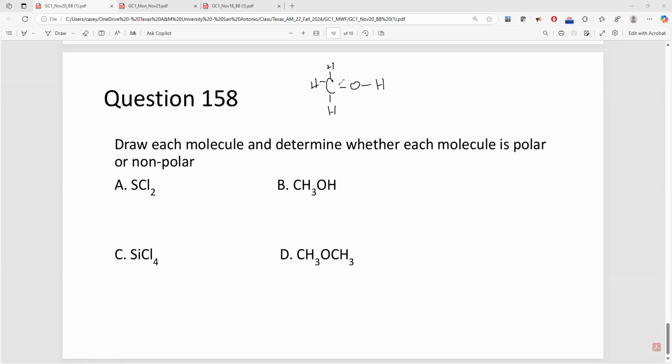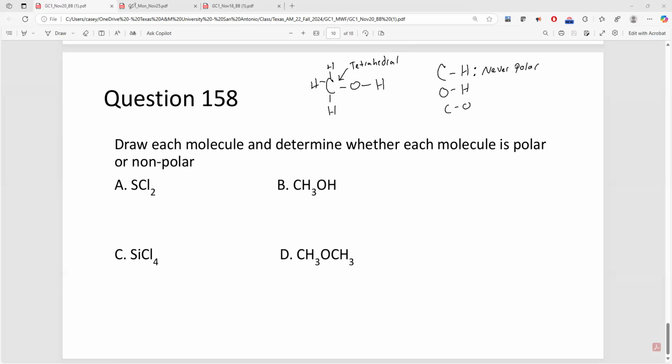All right, so we're going to look at the center carbon. I have four things attached to it, so this is tetrahedral. And we have to check if there's any polar bonds. So we really have three types of bonds: carbon to hydrogen, oxygen to hydrogen, and carbon to oxygen. So here's a little hint. Never polar, carbon to hydrogen.